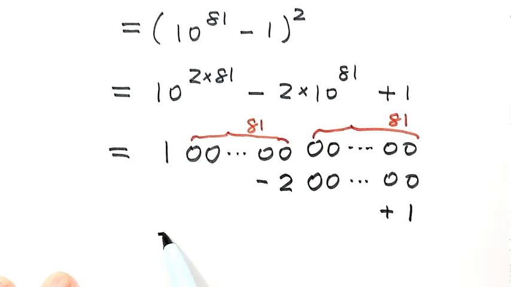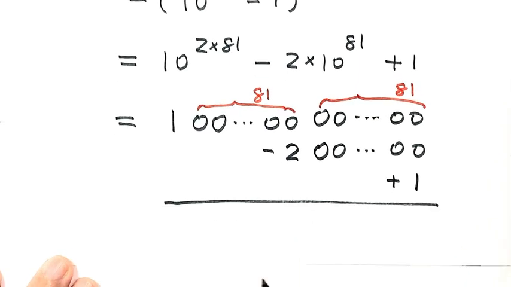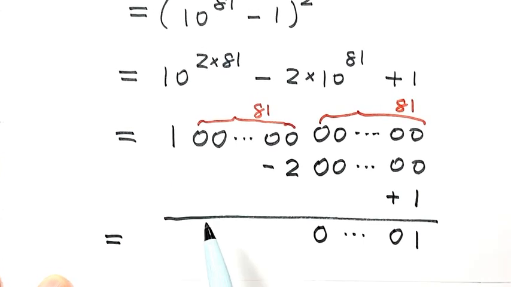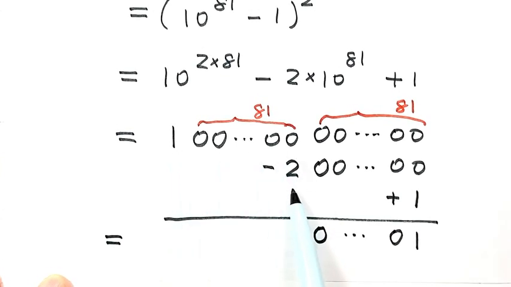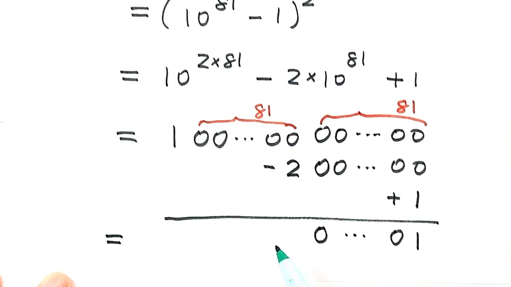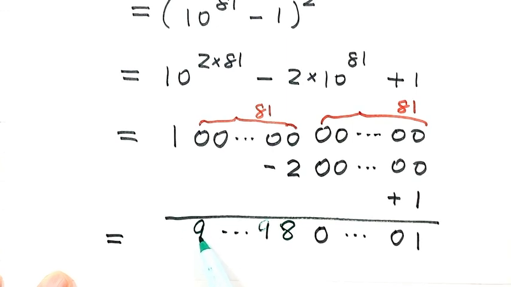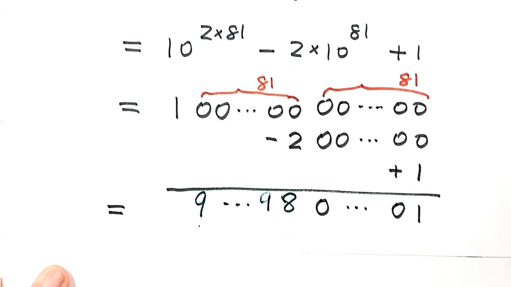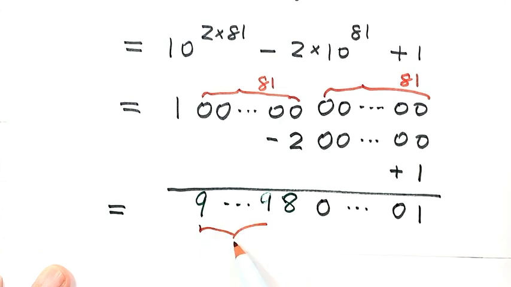So now let's do the calculation. Here the last digit is 1. Then here just 0, then corresponding here is a 0. Then for this part minus 2, this place corresponds to the number 8. So then here that's 9. Then here just 9, so this place is 9. Then here there are 80 nines.